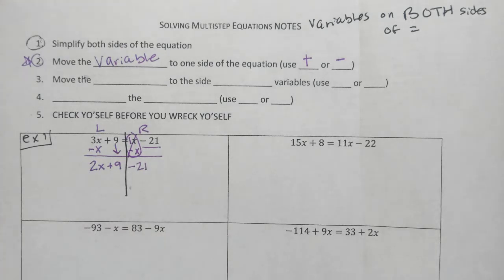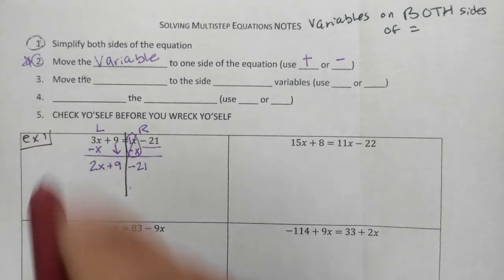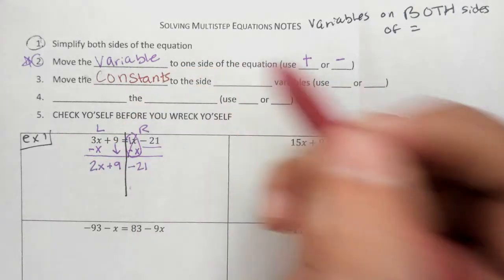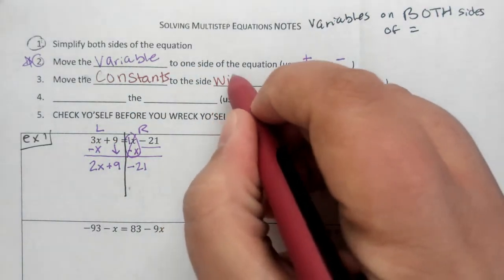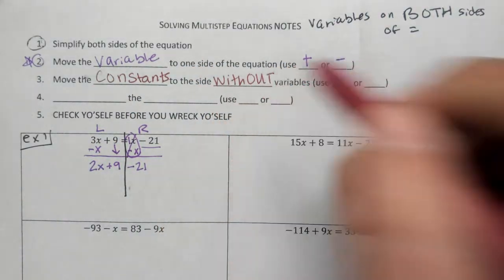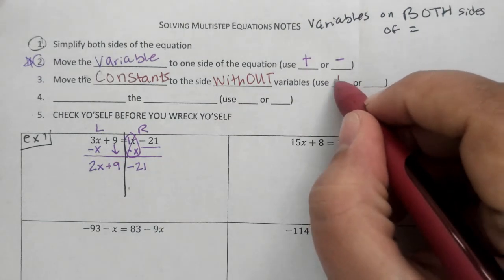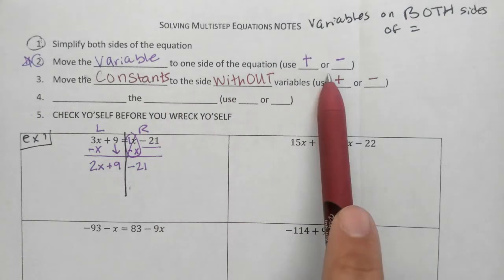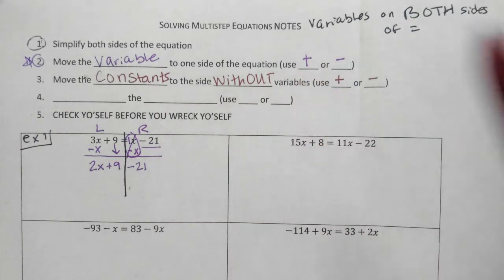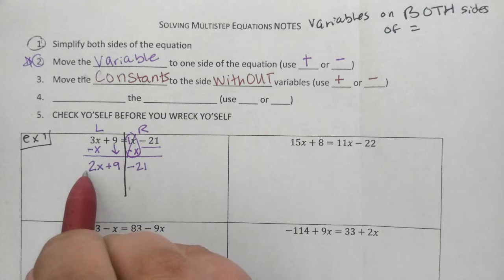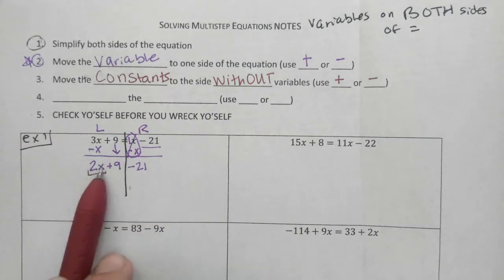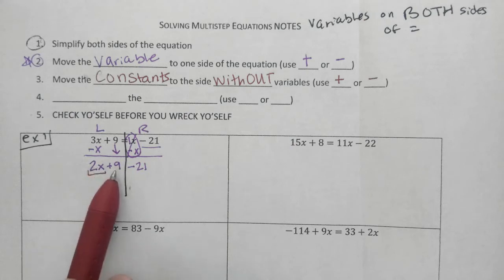After that, the third step is to move the constants to the other side, or the side without variables. We're still using adding or minusing in this step. And this is something that we did when we solved two-step equations and one-step equations. The left side has my variable. Eventually we're getting this by itself, so we need to get rid of this constant, plus 9.